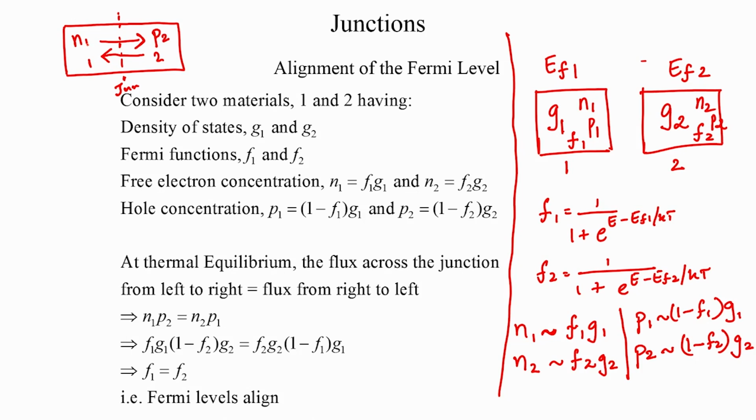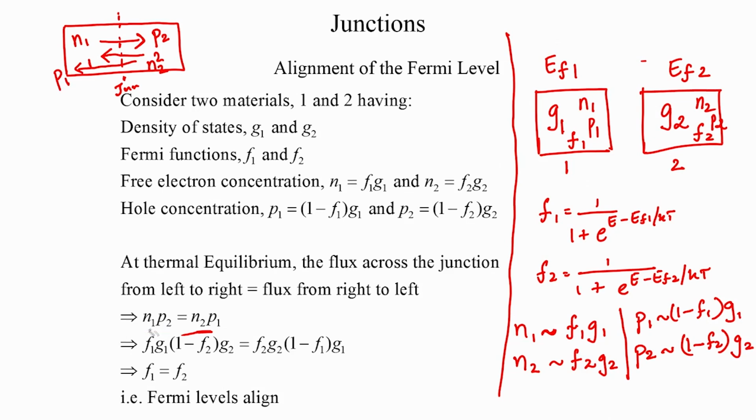Because if there are no electrons in material 1, there is no current from material 1 to material 2. And even though there are electrons in material 1, if there are no vacancies in material 2, the electrons cannot fill any states in material 2, and therefore, there will not be any current. So, the current from 1 to 2 depends upon N1 and P2. In fact, it is the product. So, the flux from left to right depends upon this product N1 P2, and the flux from right to left depends upon the product N2 P1. So, you need to have electrons from the second material trying to occupy the vacancies in the first material.